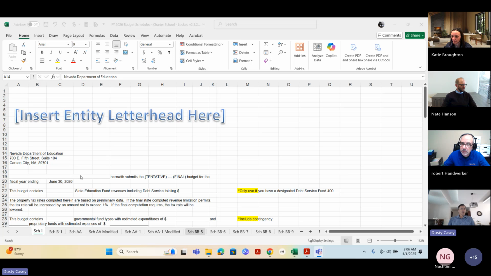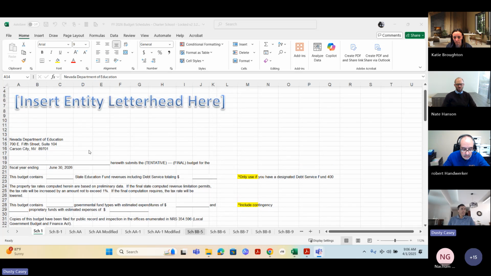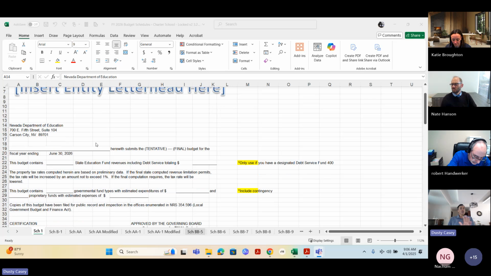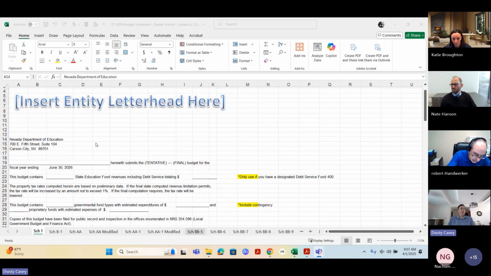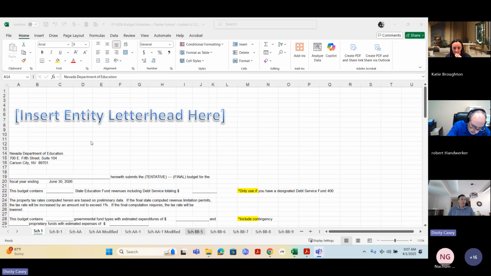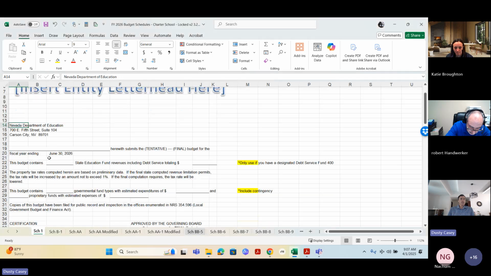Okay, so this is schedule 1. This is the first tab in the new workbook. This is really your letterhead tab. So this will need to be put out into a PDF, signed and uploaded along with the workbook to Epicenter and to NDE. This looks a little similar to the last one, although it does have a couple of new components to it. Number one, you're supposed to put this on your letterhead. That's the instructions that are in the instruction workbook or the instruction PDF, and that's what it says here.